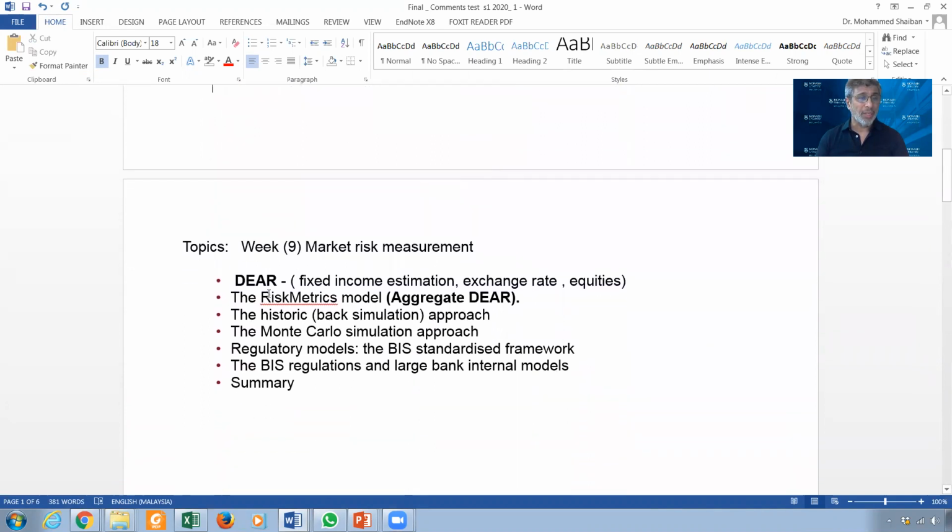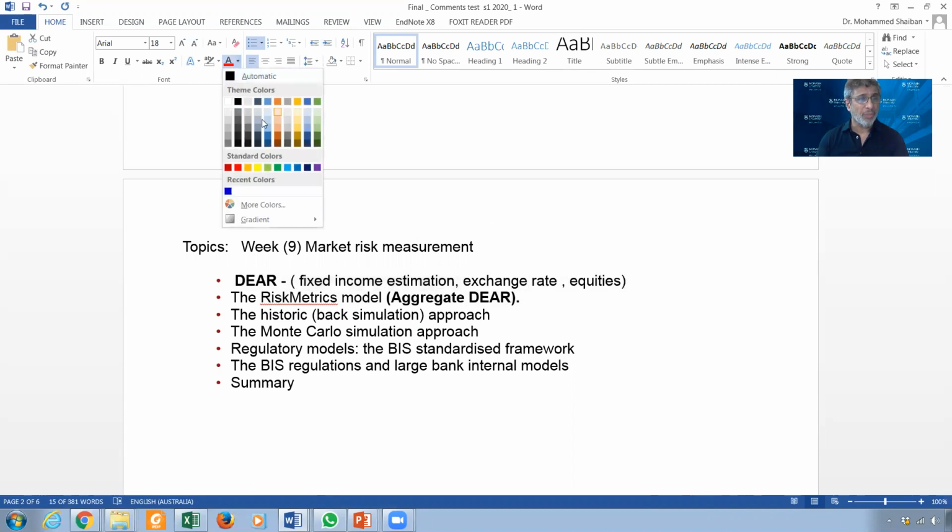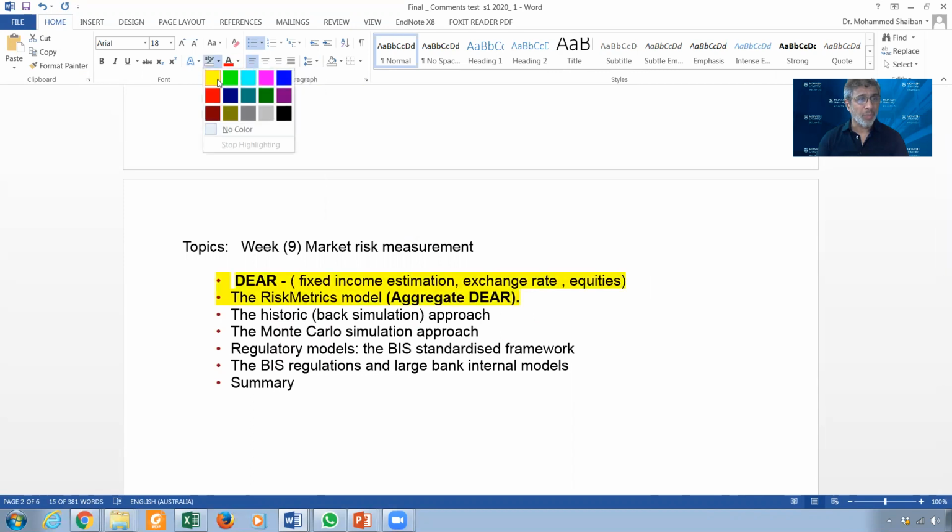So this is week 9, the DEER. For the DEER, we covered the fixed income estimation, which is the daily earning at risk. And we covered the exchange rate and the equities. That's what we covered about the DEER. And then we talked about the aggregate DEER, which is the risk matrix. This is maybe the most important part in that week.